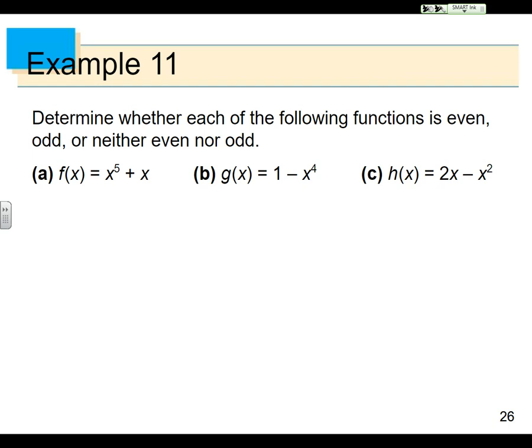Okay, so whether I'm testing it to be even or odd, my first step is always the same. What I want to do is rewrite my function with a negative x in there.